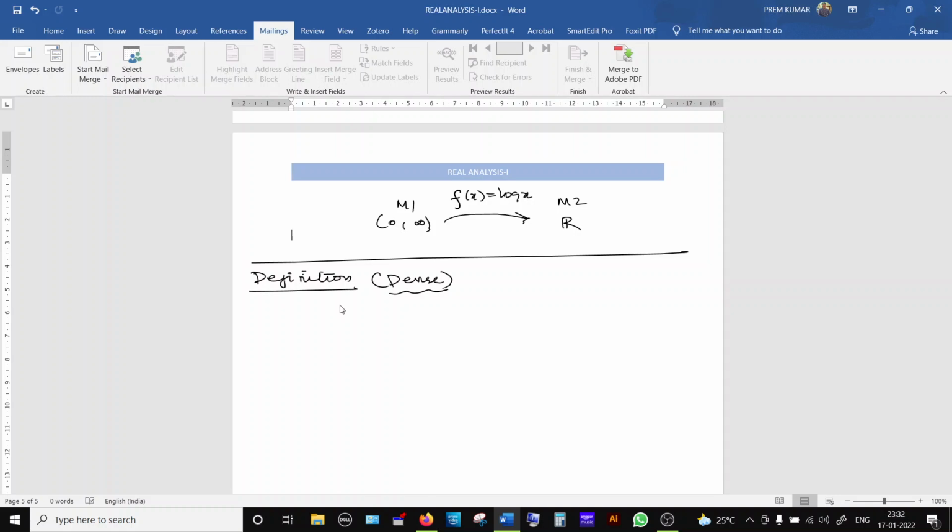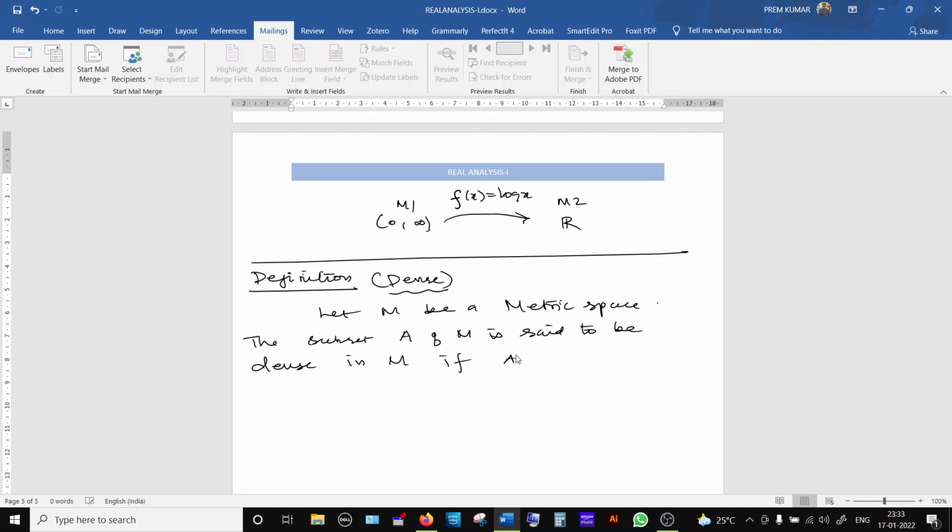What is called a dense set in a metric space? Let M be any metric space. The subset A of M is said to be dense in M if it satisfies this condition: the closure of A is equal to the full space M.